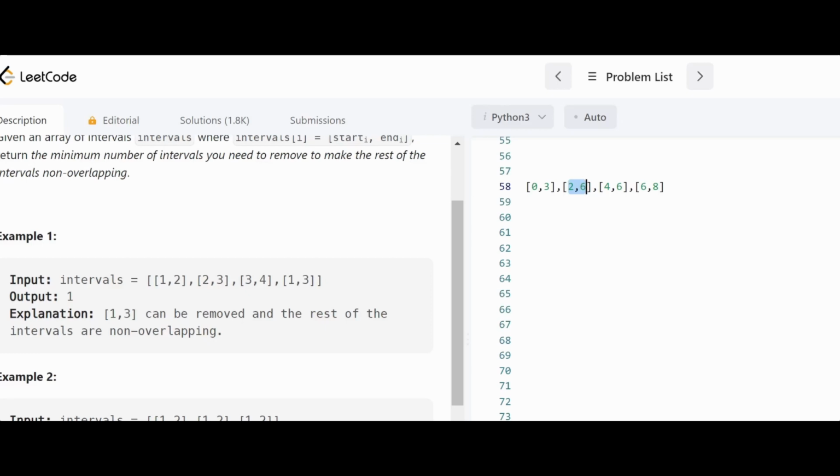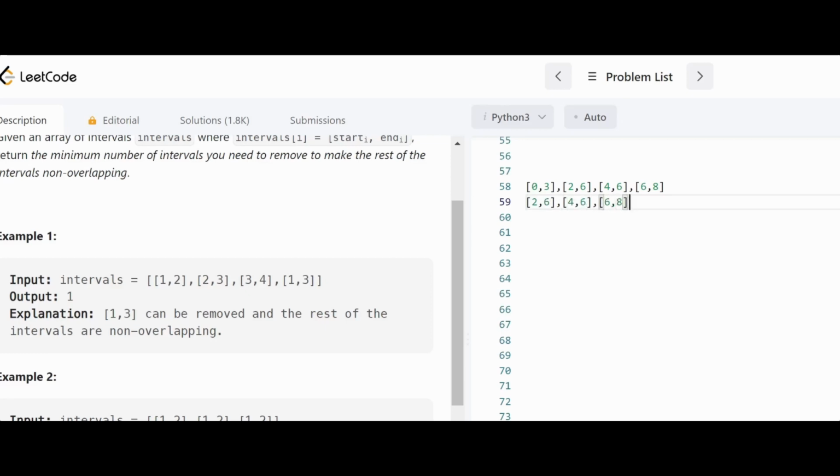So we need to remove either one of those intervals so that we can move forward with our problem, and we can remove the minimum number of intervals so that we have a complete list of intervals which are not overlapping. Okay, so over here we can remove either 0 3 or 2 6. Let's take both the cases and go forward with it. Let's say we remove 0 3 over here. If we remove 0 3, what we have now is 2 6, 4 6, and 6 8.